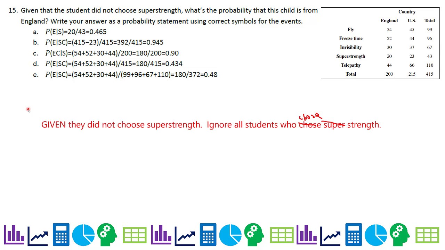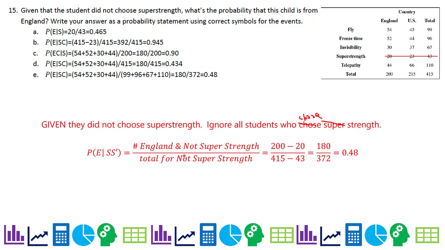So ignore all students who chose super strength. And so we ignore them here. And so we have the probability of England given not super strength. So that would be England and not super strength. So England is 200 kids, and we just want people that didn't choose super strength. I'm taking away the 20. I could have added 54, 52, 30, and 44, but that's the same thing as 200 minus 20.